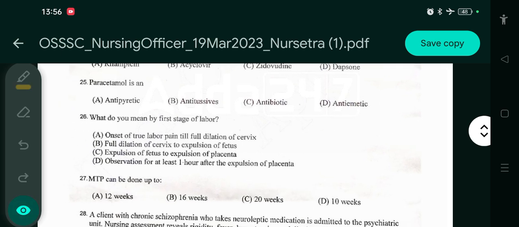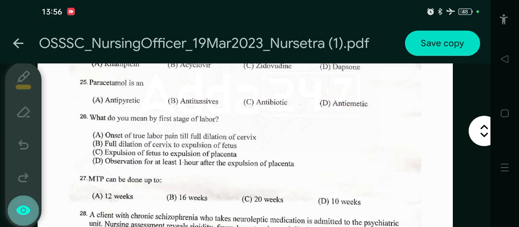Next question: paracetamol is an antipyretic, antitussive, antibiotic or antiemetic. Everyone knows this is a very common question. Paracetamol is an antipyretic, we use it in case of fever, and option A is correct. Option B, antitussives, we use in case of cough. Option C, antibiotics, we use for killing bacteria. And option D, antiemetics, we use in case of vomiting and so on. So in this question, option A is correct.